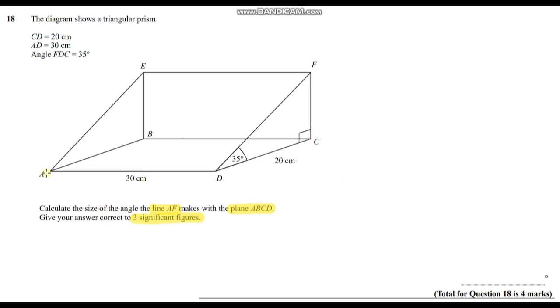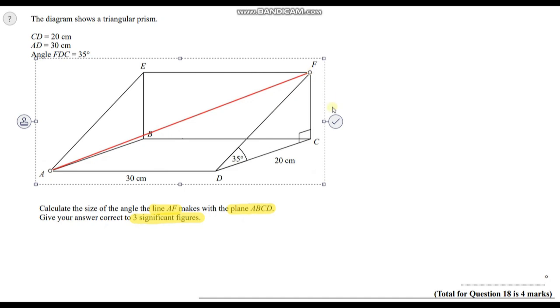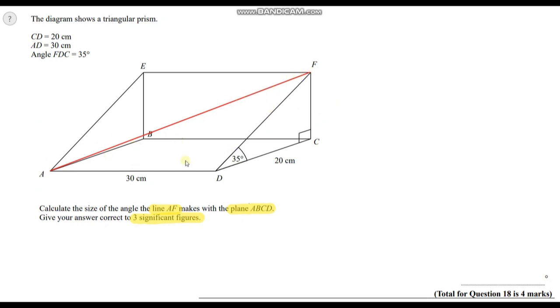So the first thing I'm going to do is draw the line AF in. So let me get my line tool out. So the line AF is going to look like that. And now we need to be really careful about what angle we're measuring. Okay, we're measuring the angle that this line makes with this plane. So I'm going to draw another line from A that goes across this plane. So from A all the way to C. So it's going to be a flat line. So you can imagine it being kind of just going along the rectangle in line with the floor. So let's draw that. So from A to C.